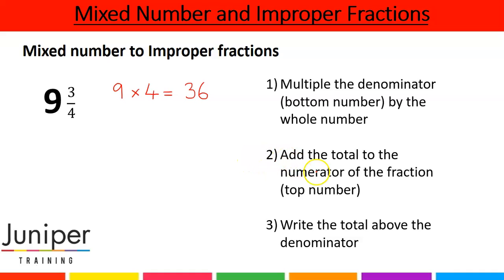Step 2, add the total to the numerator of the fraction. So 36 add 3, because 3 is the numerator I've got, and that gives me 39. Write the total above the denominator. The denominator, bottom number, is 4. So that works out at 39/4.